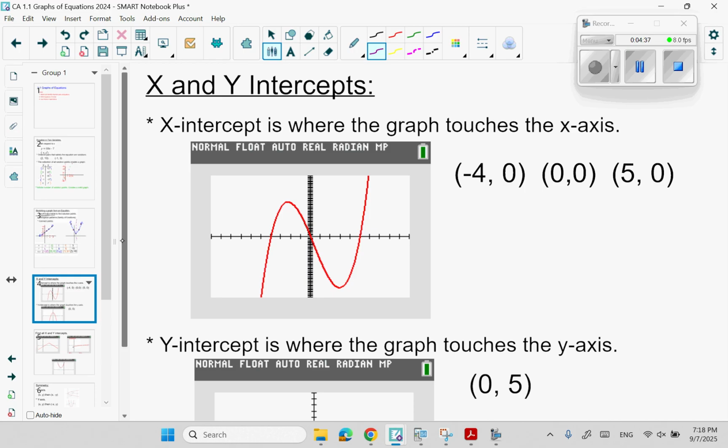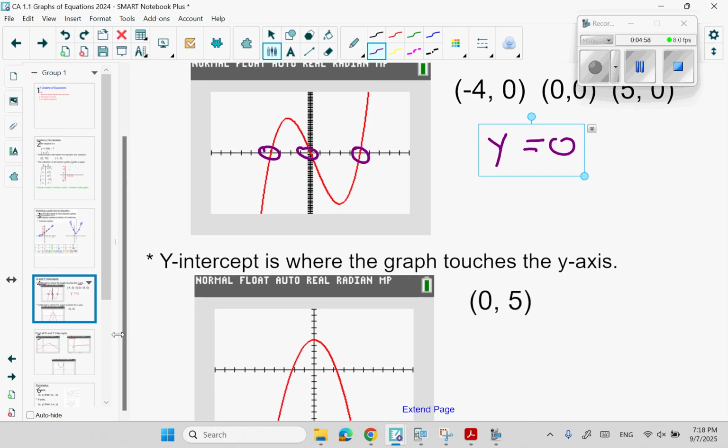X and Y intercepts. An x-intercept is where it touches the x-axis. So we see right here, here, and here. Another thing to remember is that y is always 0 on the x-axis for an x-intercept, which is something we talked about last unit. The y-intercept, same idea, is where it crosses the y-axis. Another important note is x is 0. So anytime you're looking for an intercept, you can literally just set the other value at 0 and solve.